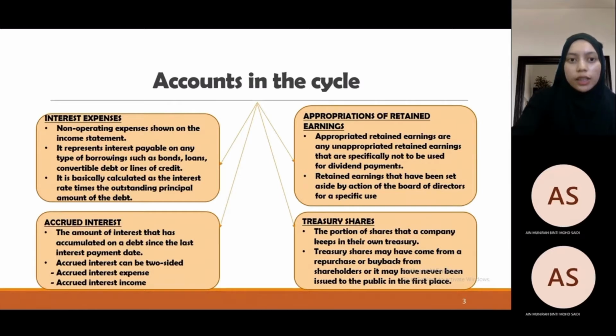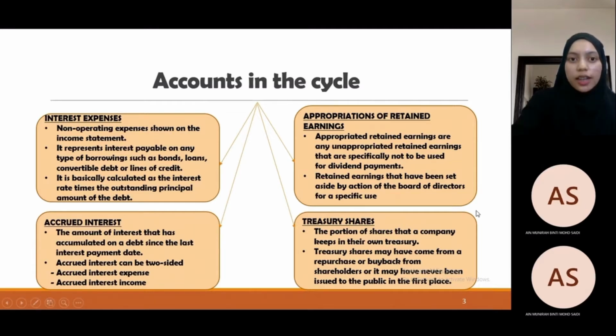Next is appropriated retained earnings. Appropriated retained earnings are any retained earnings that are specifically not to be used for dividend payment, and retained earnings that are specified by the board of directors for a specific use. Appropriated retained earnings can be used for many specific purposes such as debt reduction and acquisition.